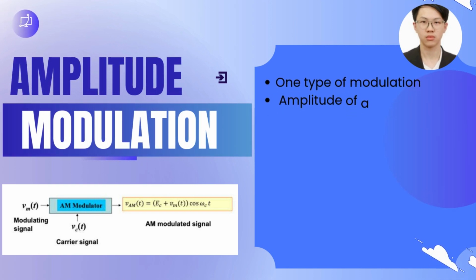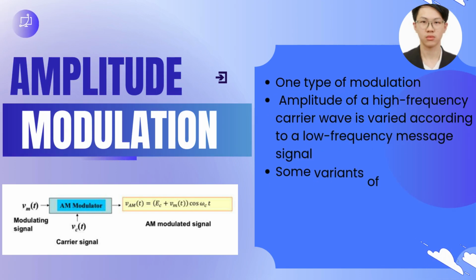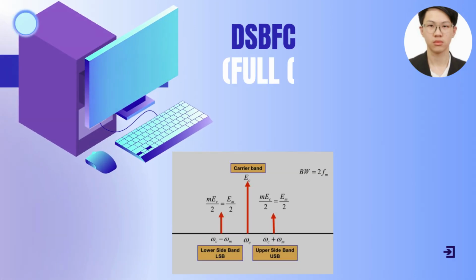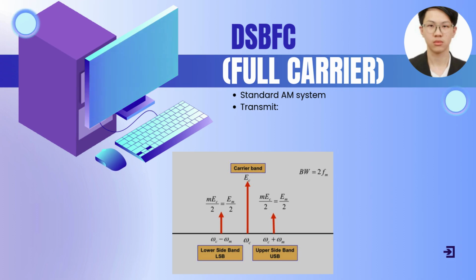There are many modulation methods, where amplitude modulation is one of the most basic methods in communication systems. In AM, the amplitude of the carrier signal varies according to the message signal, thereby generating the modulated signal. There are two types of AM signals, which are double sideband full carrier and double sideband suppressed carrier. Next, what is the DSBFC?